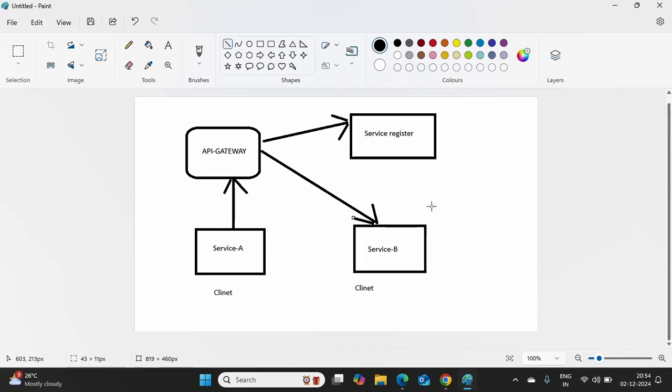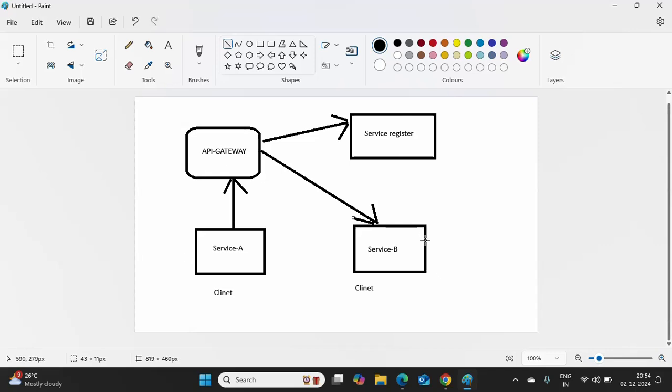At the same time, interacting with the service registry is also not required. They are simply going to directly forward this request to the API gateway. The API gateway will interact with the service registry to get the service's information. Once it has the information, it will forward the request to service B.